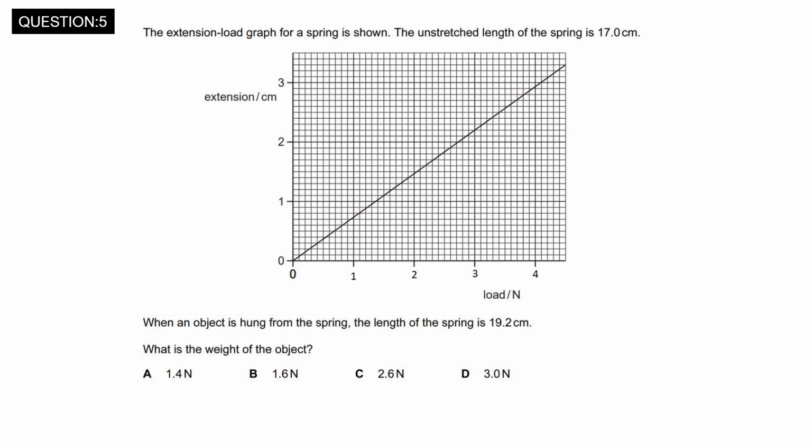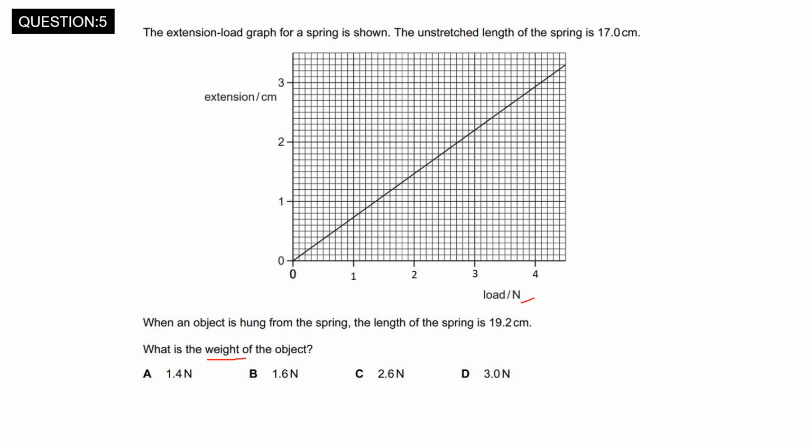Try this last question. The extension load graph for a spring is shown. The unstretched length of the spring is 17.0 centimeter. When an object is hung from the spring, the length of the spring is 19.2 centimeter. So what is the weight of the object? So here they have asked to find the weight, that is load. So load is there in the graph.